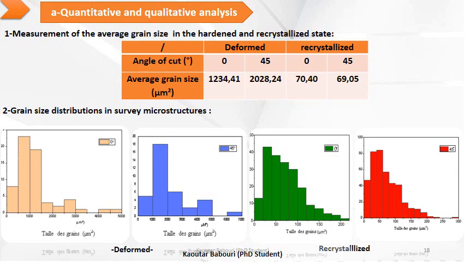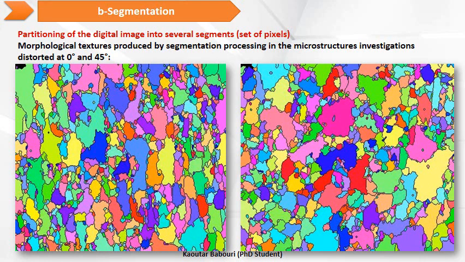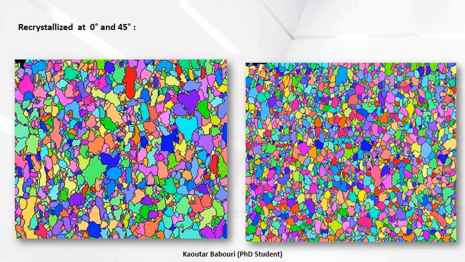First result here, we started by quantitative and qualitative analysis. We started by the measurement of the average grain size in the hardened and recrystallized state. You can see here the average grain size. Then we have grain size distribution in survey macrostructures for the two angles, 0 and 45, for deformed and recrystallized state. Then we have segmentation, as you can see here, for the deformed state, and this is for the recrystallized state for the two cut angles.